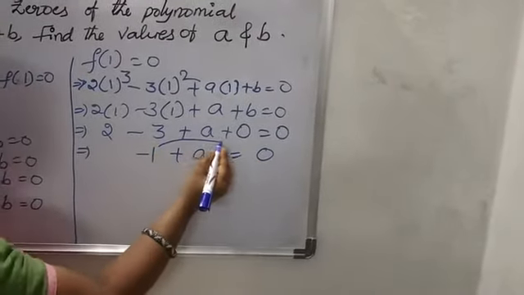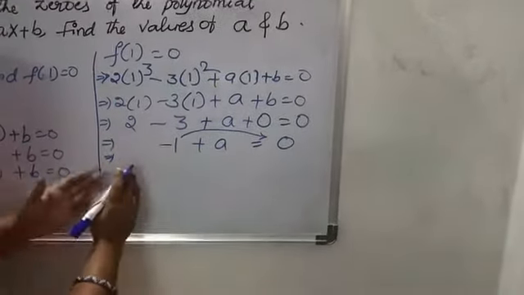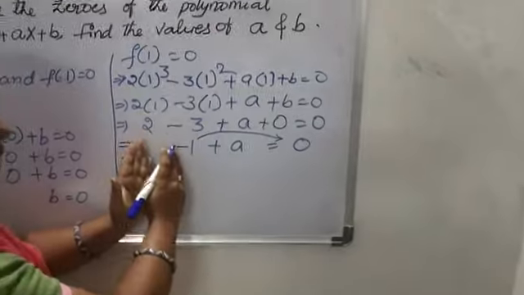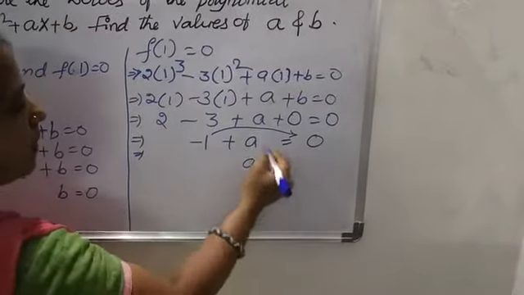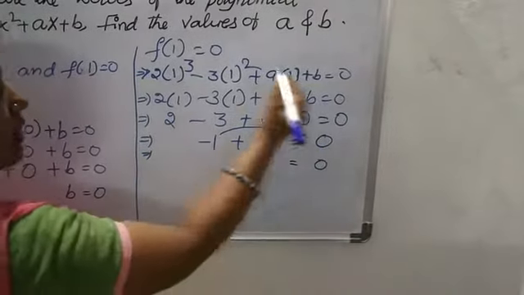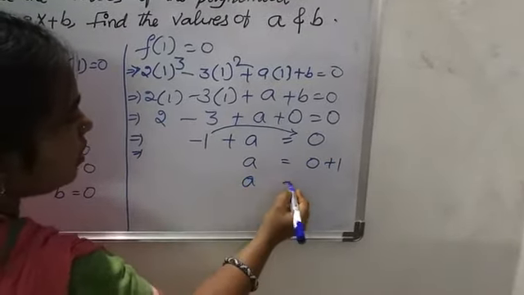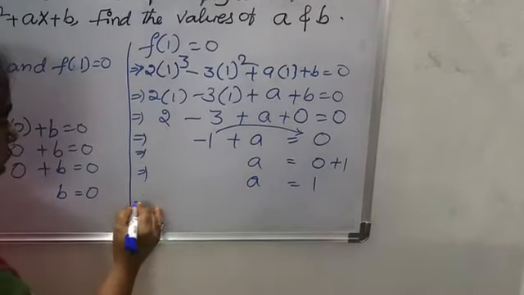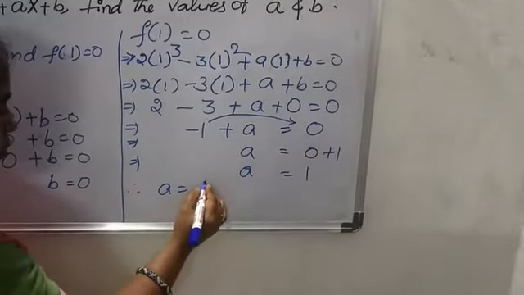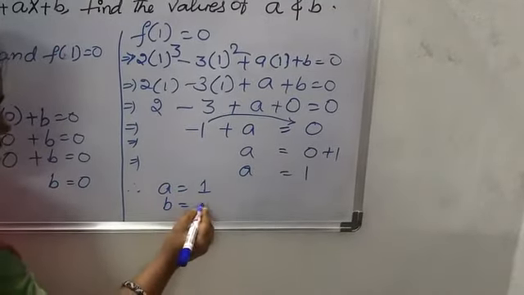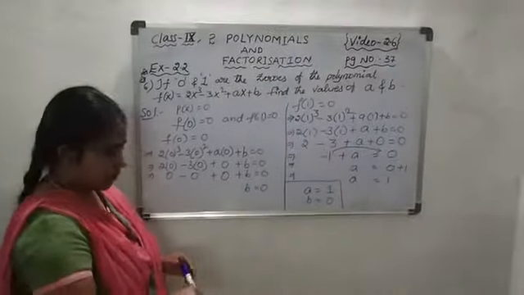Now we can find the a value. So we transpose minus 1 from LHS to RHS. Remaining we have a. From this side 0 minus 1, on this side it becomes plus 1. So 0 plus 1 is equal to 1. Therefore we get the values of a and b: a is 1 and b is equal to 0. So like this we have to find the zeros of the polynomials.